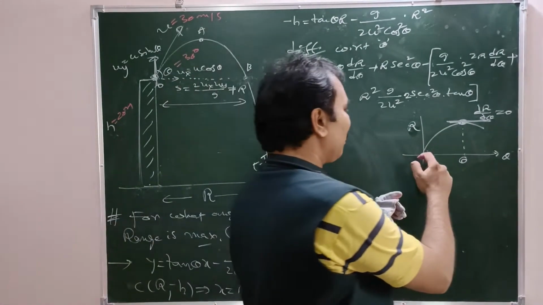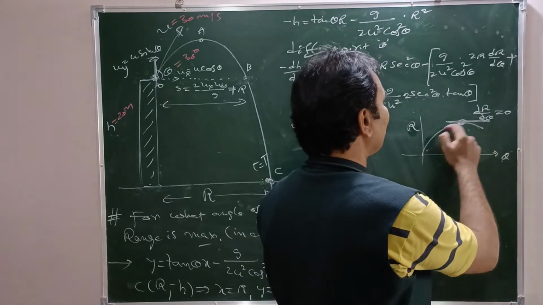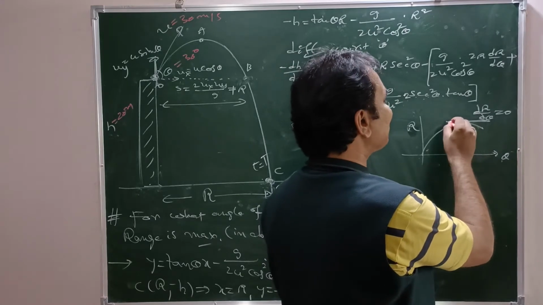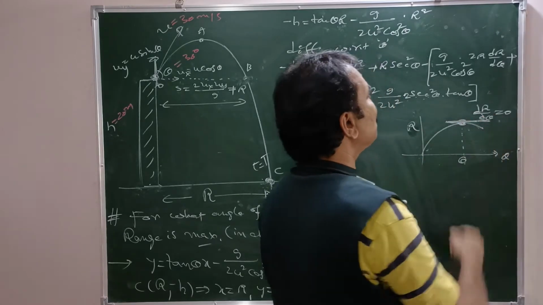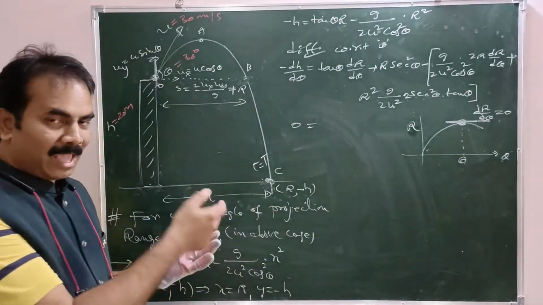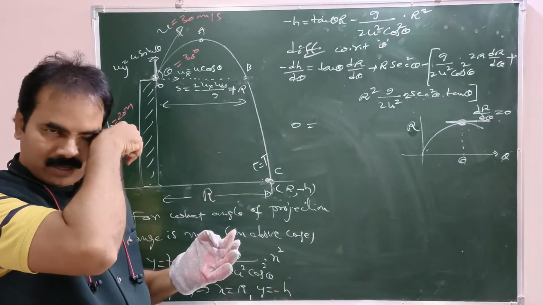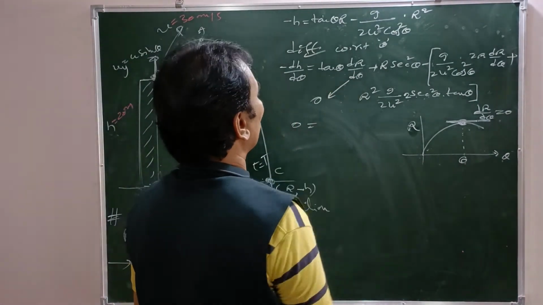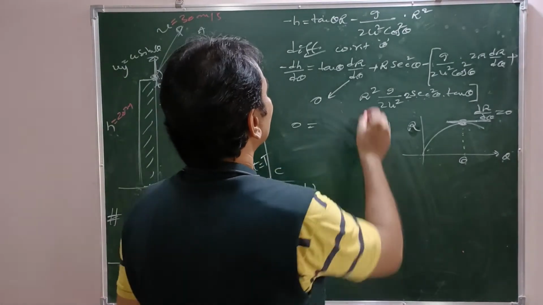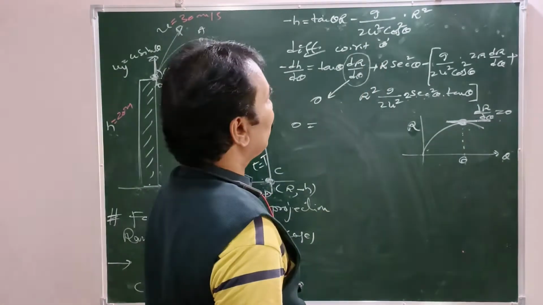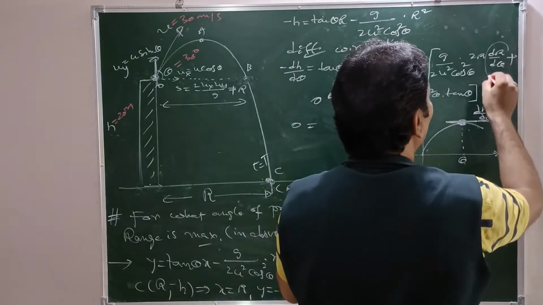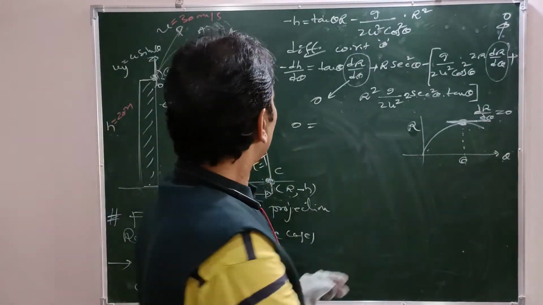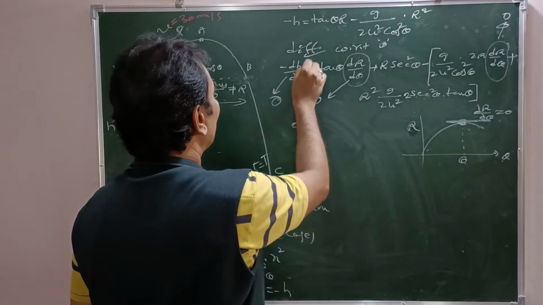Why? Because here r varies with theta as follows. Here it finds maximum range against this theta. So at which range is maximum, what is the slope? That is dr by d theta 0. We are searching for the angle for which range is maximum. Therefore, when range is maximum, dr by d theta must be 0. So dr by d theta 0. Here also dr by d theta 0. Here also dh by d theta 0.